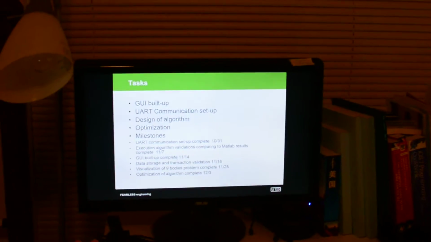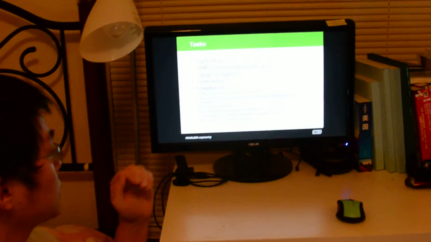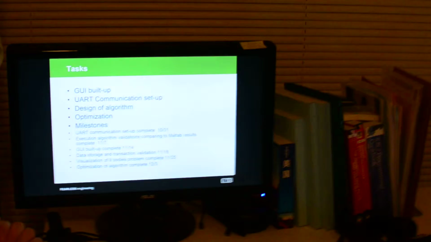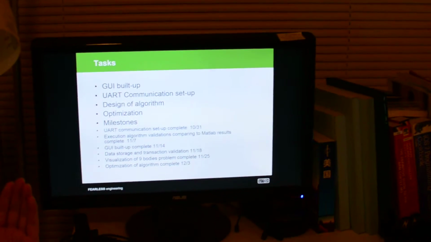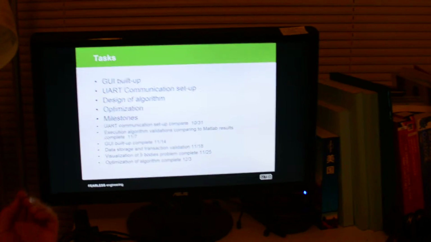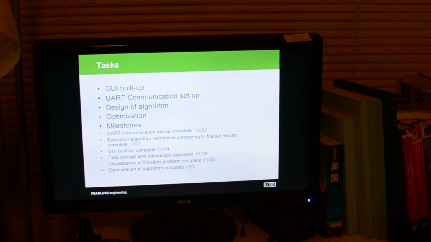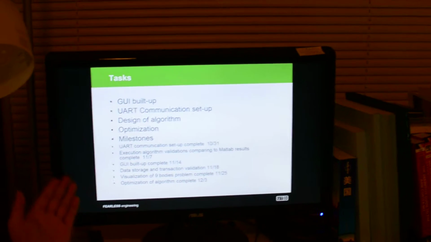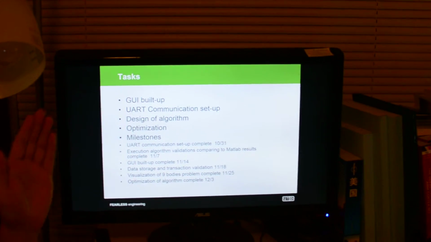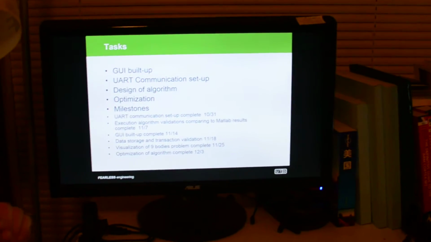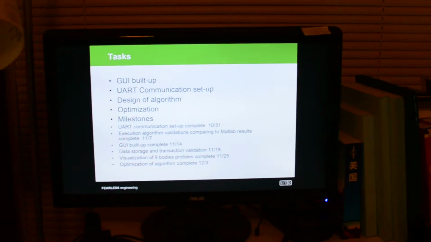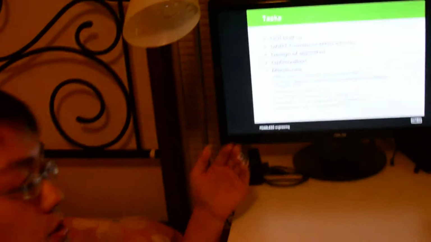The tasks in this project are mainly 4 parts: GUI build-up, UART communication setup, designing the algorithm, and the optimization of the algorithm. Hengxiu is mainly in charge of the first part, and I'm in charge of the third and the last part. As you can see for the milestones, we mainly completed those tasks within 6 weeks, from October 31st to December 3rd, which is 3 days ahead of the demo. So that's all for my part.